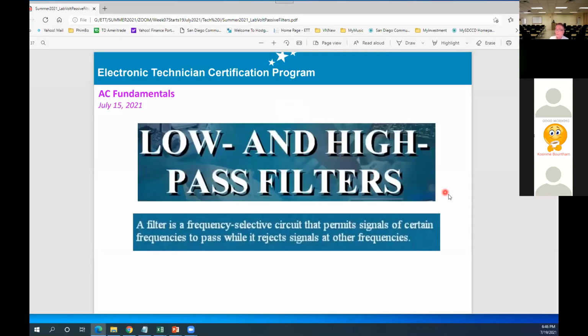Now I go with only low pass and high pass, not band pass. A filter is a frequency selective circuit that permits signals of a certain frequency to pass, while it rejects signals at other frequencies.